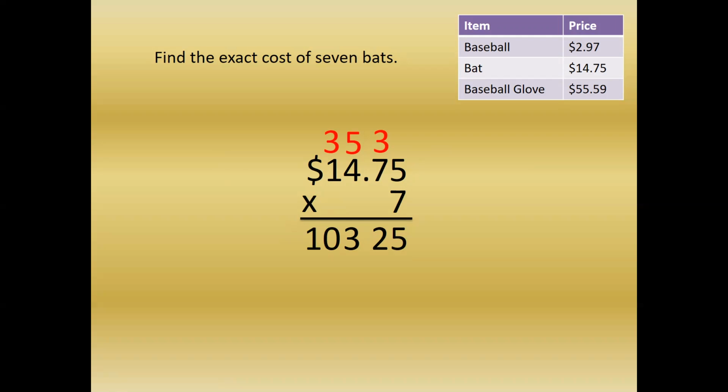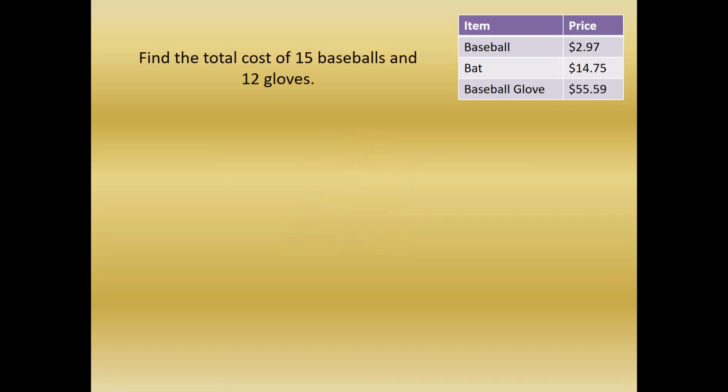Then we're going to make sure we put our decimal point in line with the other decimal point, so it's after the 3 before the 2. And then we make sure we put our dollar sign in, otherwise our answer is incorrect. So it's $103.25 for 7 baseball bats. Now we're going to find the total cost of 15 baseballs and 12 gloves.